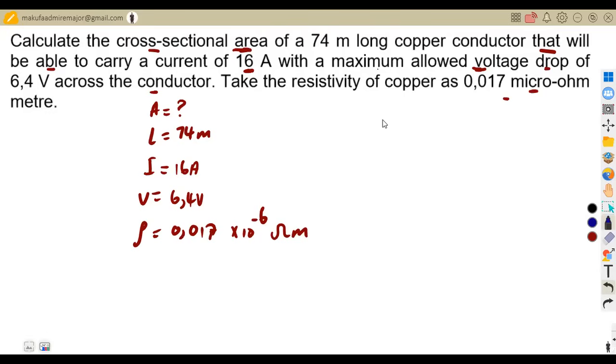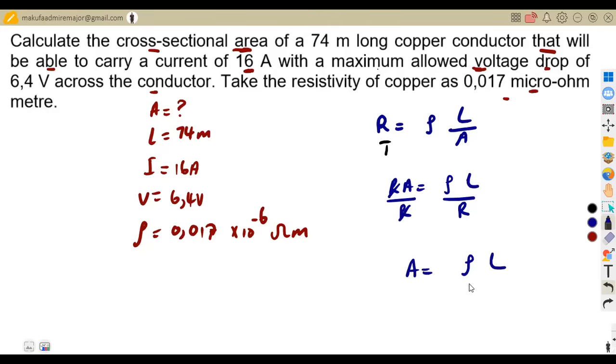Take note, we said the resistance is resistivity times L over the area. So we can get the area from our formula, but we need the resistance. We can make the area the subject of the formula: R times A is equal to resistivity times the length. To find the area, we divide by the resistance. So the area is the resistivity times the length over the given resistance. But if we check, we have the resistivity and the length, but we do not have the resistance.